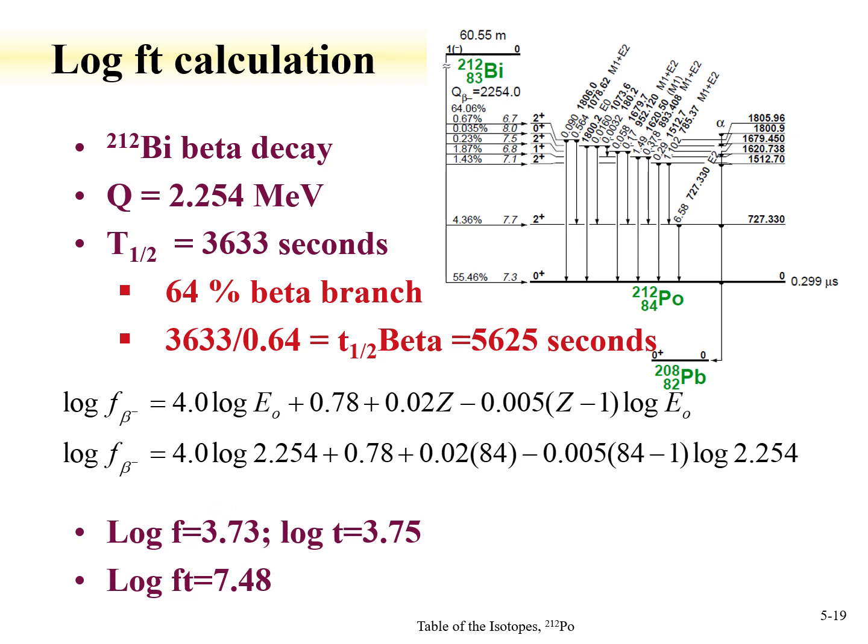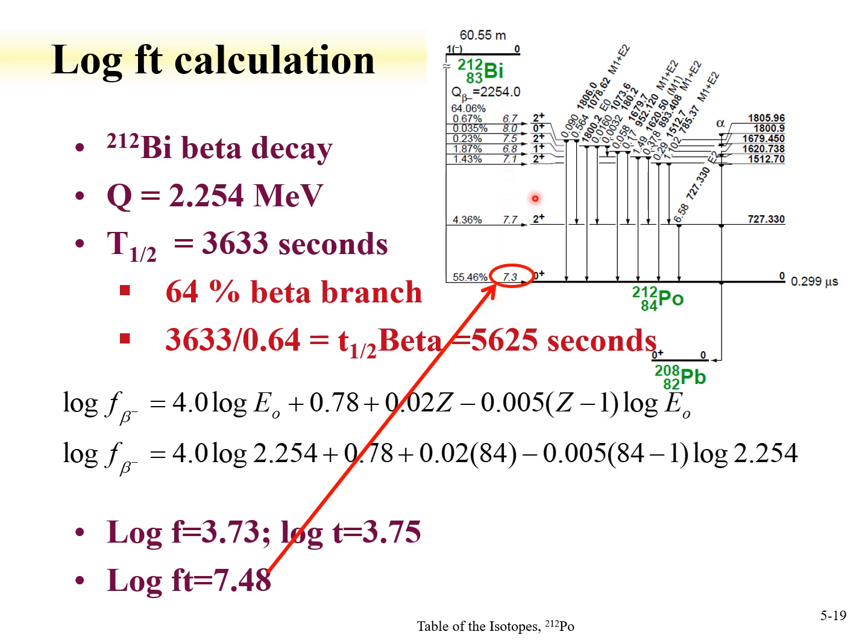My log t is 3.75. I get a log ft value of about 7.5. And I actually compare this to what's listed in the table of the isotopes. As you see here, these values here are my log ft values for the individual transitions.